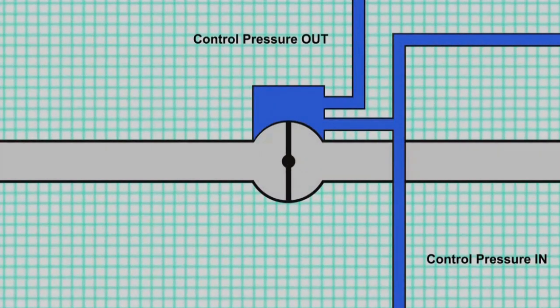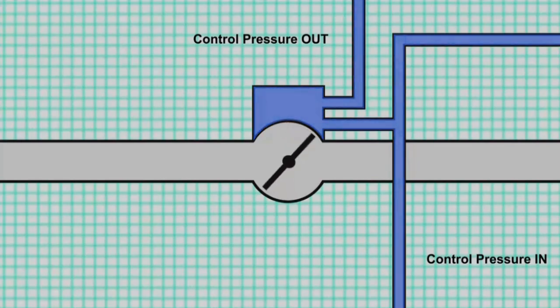The PCCV is different in that control pressure is used to close the valve, since the normal and relaxed state for the PCCV is open. Reducing the control pressure to the PCCV allows the valve to open.